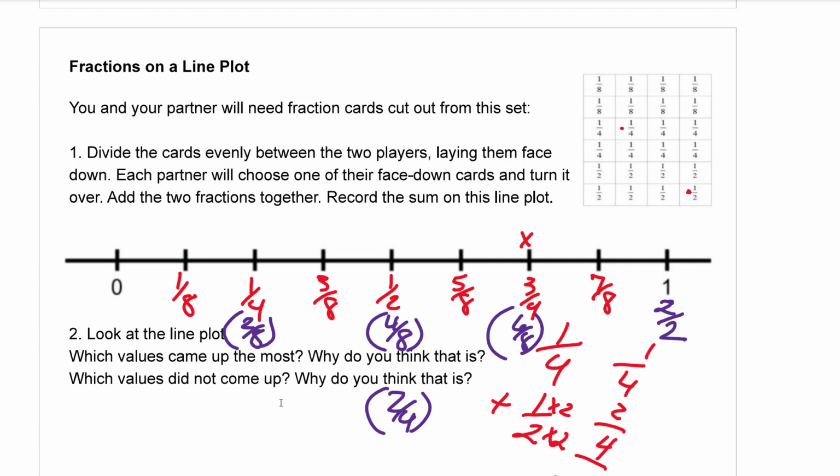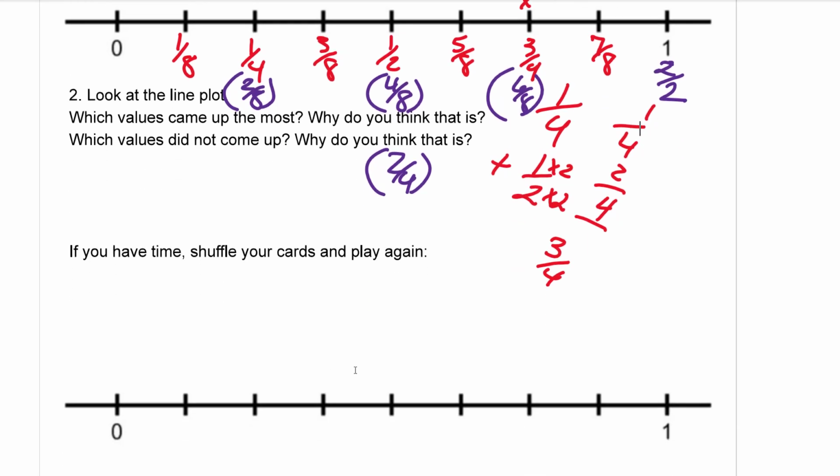And so they say, why do you think that is? Well, we just don't have the right fractions to get 7/8. Yeah, we don't. Right. Okay, if you have time, shuffle your cards and play again.